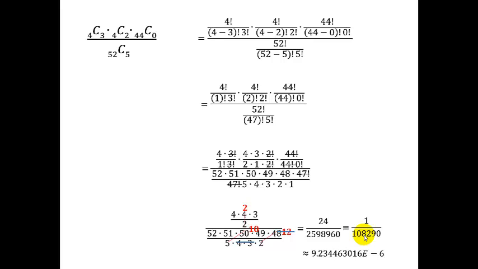In your calculator, you will end up with 9.234463016 E to the negative 6. This is the calculator's way of showing you scientific notation. So you would move the decimal to the left 6 spots, or you would leave it as a simplified fraction.